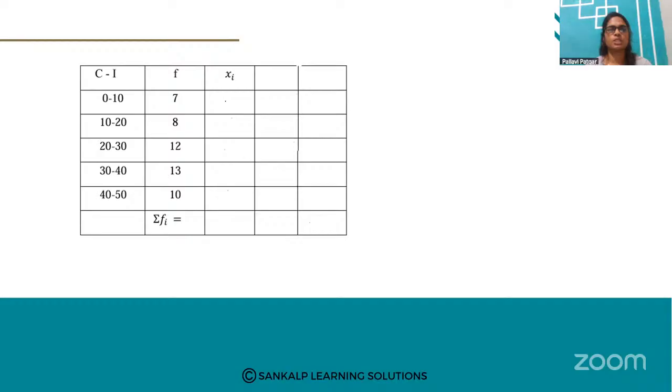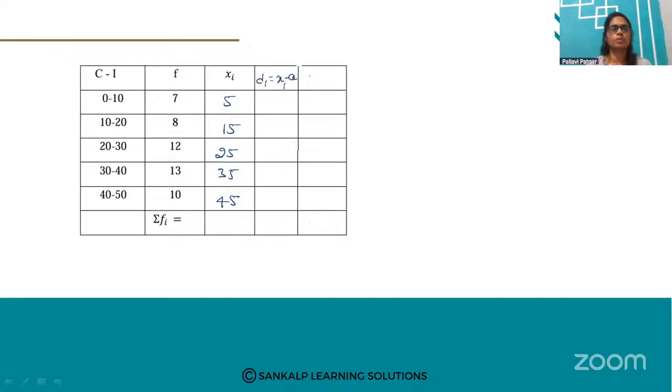So 0 plus 10 divided by 2 is 5. 10 plus 20 divided by 2 is 15. 20 plus 30 divided by 2 is 25. 30 plus 40 divided by 2 is 35. 40 plus 50 divided by 2 is 45. Now calculate the deviation, di is equal to xi minus a.